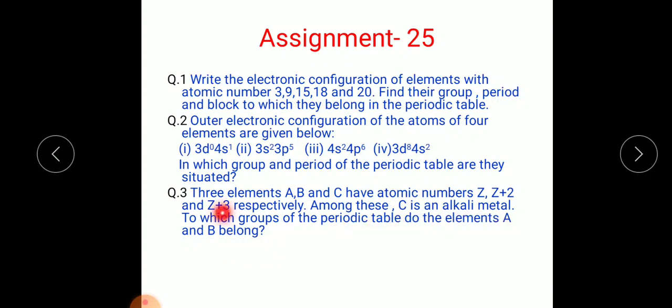Suppose C is an alkali metal, then Z plus 2 will belong to the element with atomic number 1 less, and Z will be the element with atomic number 2 less. Like that you need to predict the groups and periods to which the elements A and B belong, because C is known, it is an alkali metal, so it will belong to group 1. Okay, fine. So complete this assignment and send it to my mail.